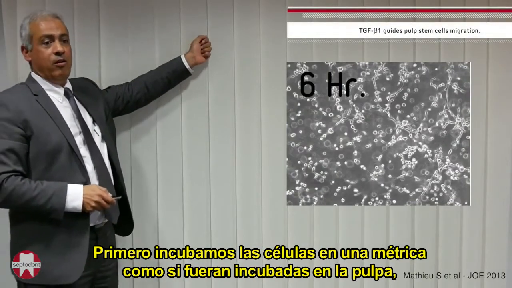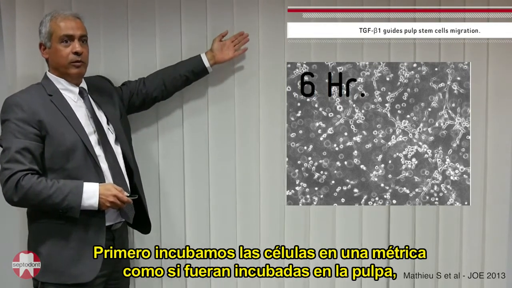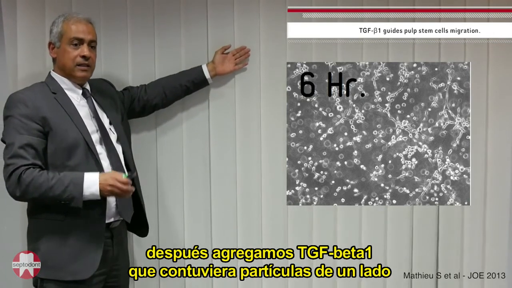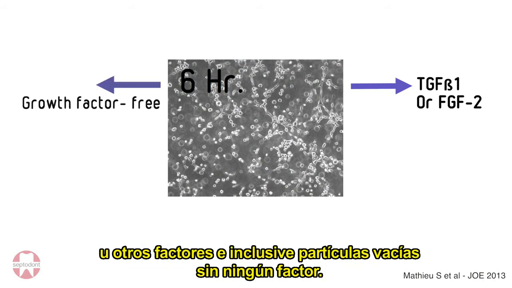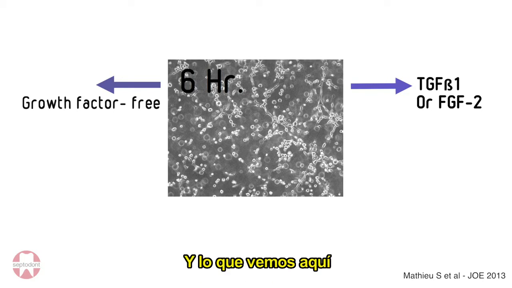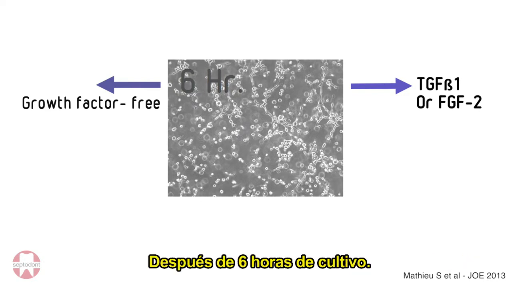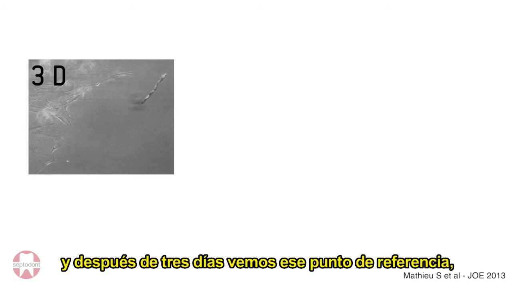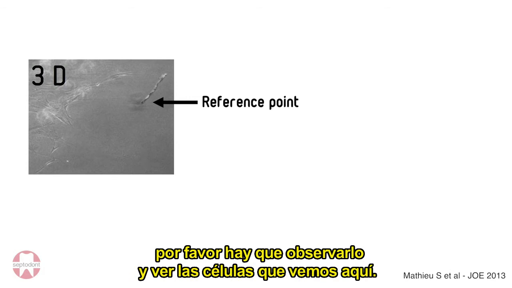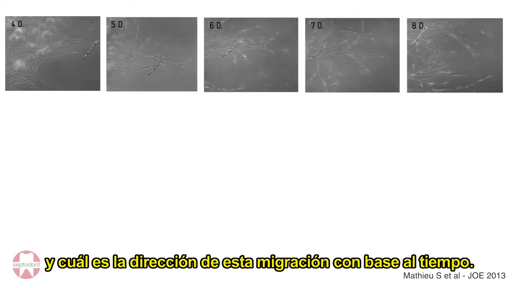We incubated the cells on a soft matrix as if they are incubated onto the pulp. Then we placed TGF-beta1 containing particles on one side, or other factors, or even empty particles without any factor. And what you see here is the appearance of cells directly after culture, after 6 hours of culture. The cells start to spread. This is what you see after 3 days, and after 3 days you see this reference point there. Please watch it and look at the cells that you see here and see how the cells will migrate and which is the direction of this migration in function of time, of course.